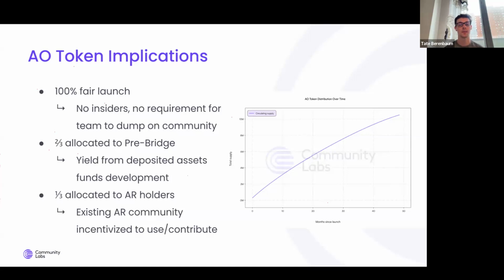2/3 of that token supply are allocated to what we call a pre-bridge, and 1/3 are allocated to Arweave token holders. What that means is that people, to participate in earning AO tokens, you have to deposit tokens into a pre-bridge, specifically yield-bearing tokens. Right now, it's staked ETH and DAI. And the yield from those yield-bearing assets, you essentially agree to forfeit in exchange for AO tokens.